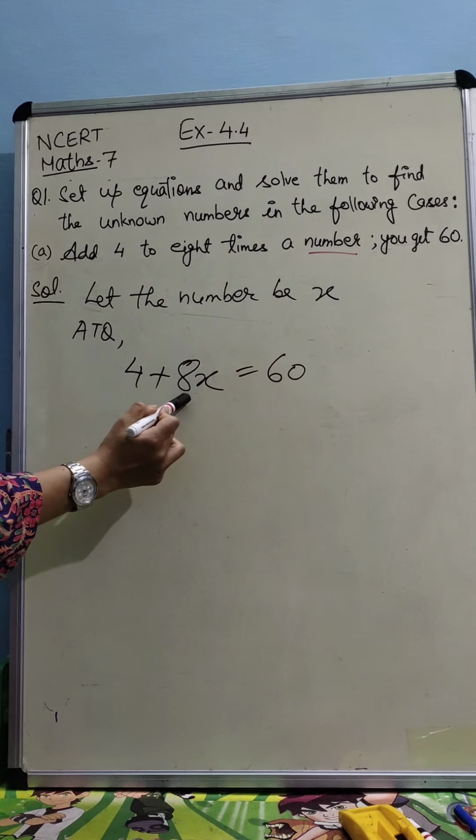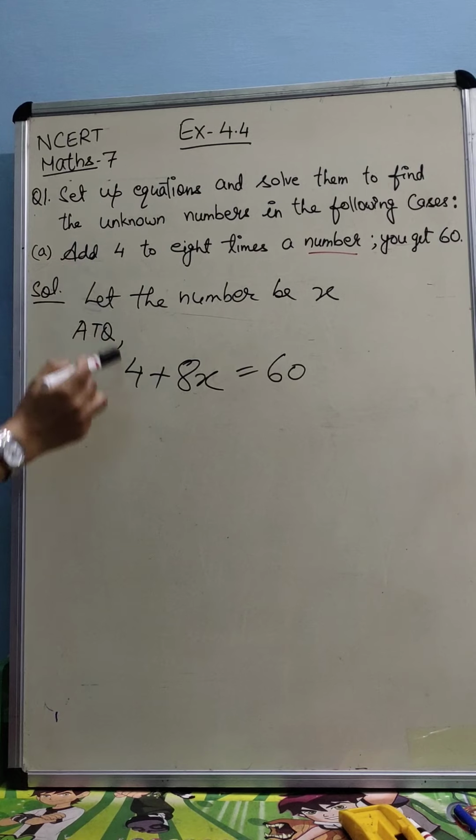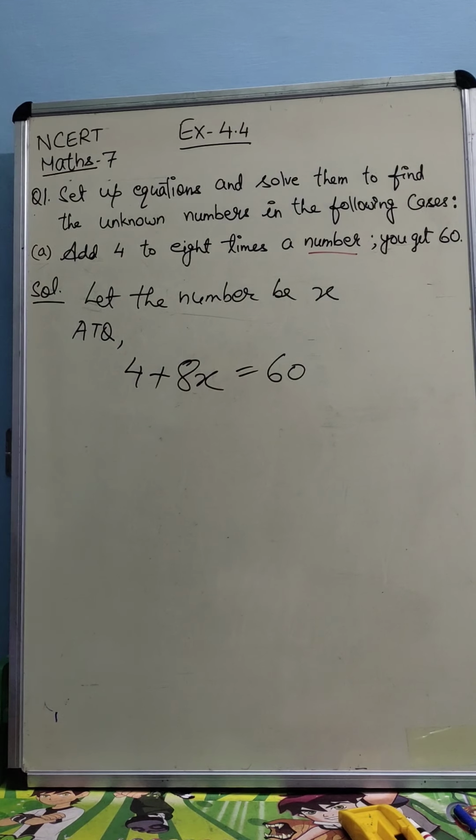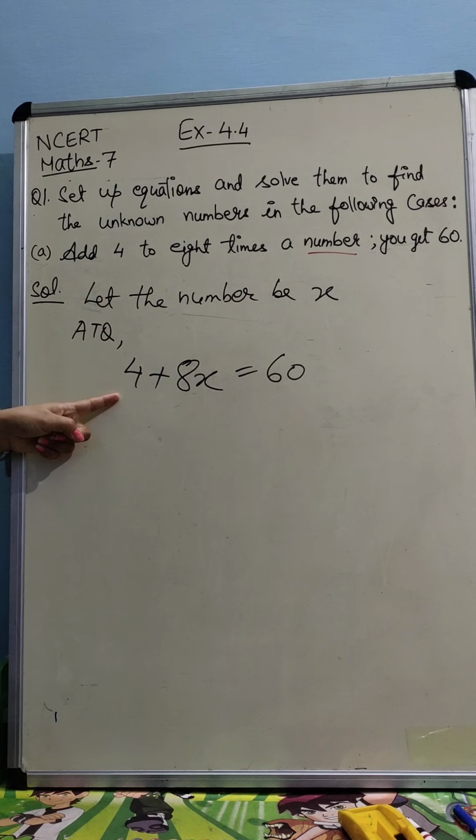Add 4 to 8 times a number. 8 times a number means 8x. And how much you have to add with it? 4 you have to add, and you will get how much? 60. So this is the equation. Okay, we have to set up the equation first, and then we have to solve it also. So now we have to solve.